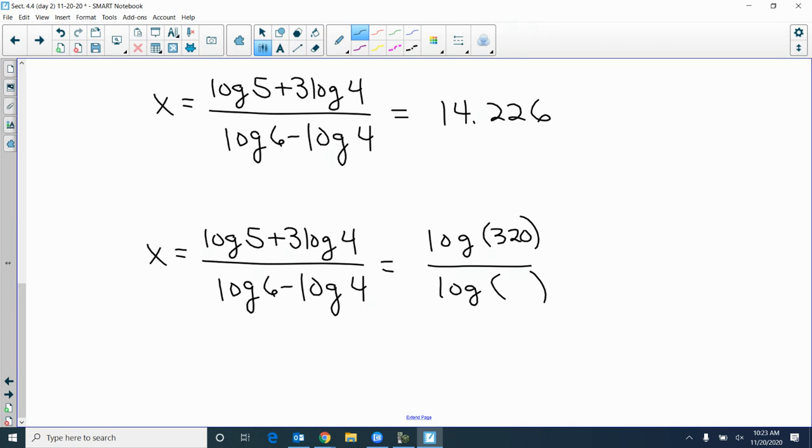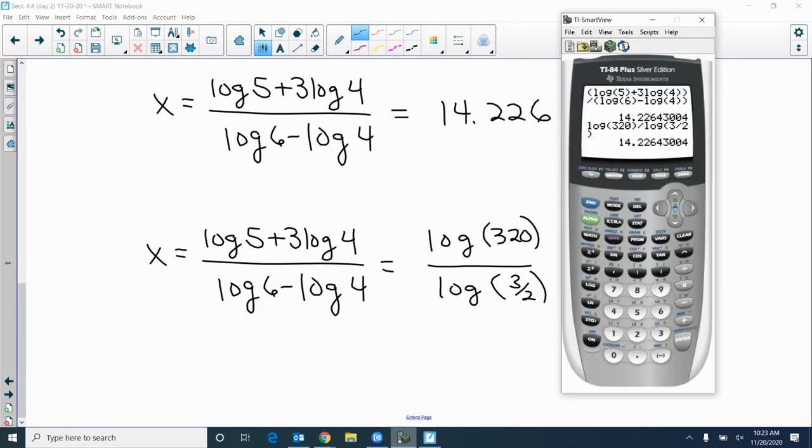Log of, well, what's the only thing we need to do with the 6 and the 4? Divide them. 6 divided by 4, that reduces to what? 3 over 2. And here's why I like this: typing in that whole thing is a little bit of a pain, but this is just log of 320 divided by log of 3/2. You have to get the same thing, as long as you do that.